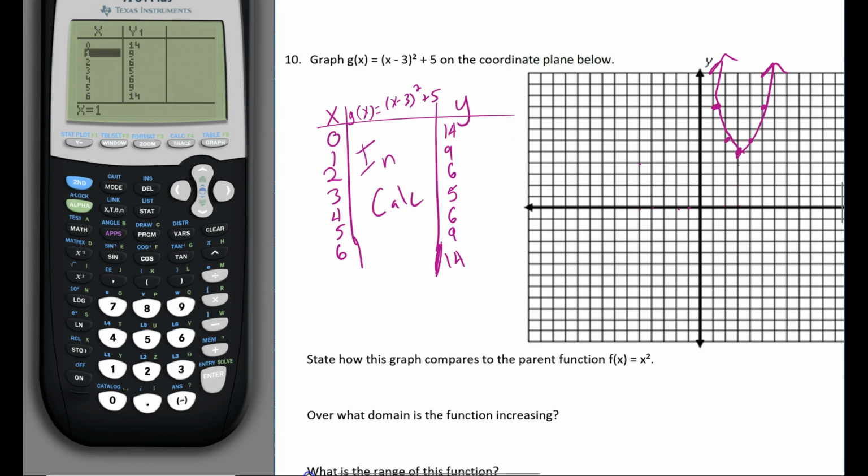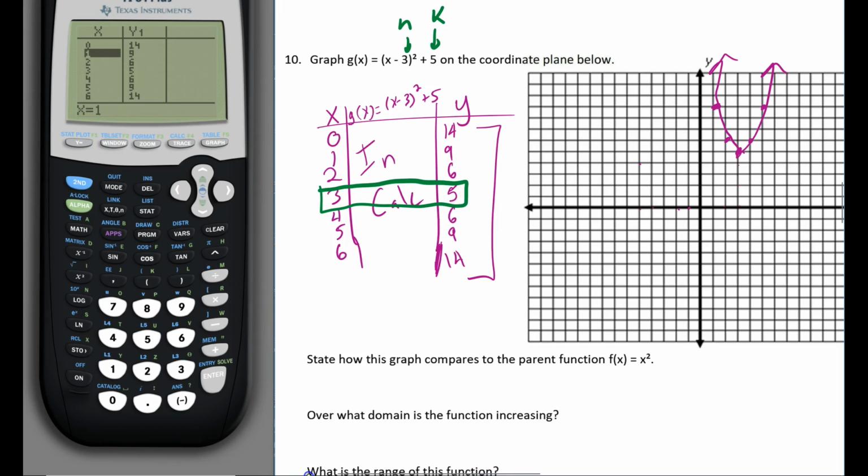So for number 10, they ask us to graph g of x equals x minus 3 quantity squared plus 5. So I already took the liberty of plugging it into y equals, going to the table, and looking for some nice symmetry. So I'd be able to single out my vertex right in the middle there, that 3, 5. But if you know a little bit about vertex form of a parabola, you don't even need to do all that work to find the vertex, because it's just this h value, comma this k value, 3, 5.